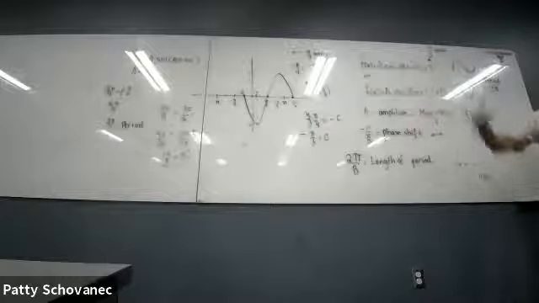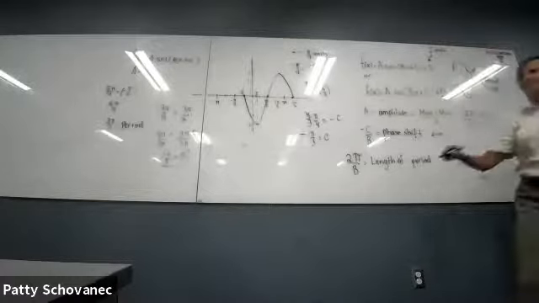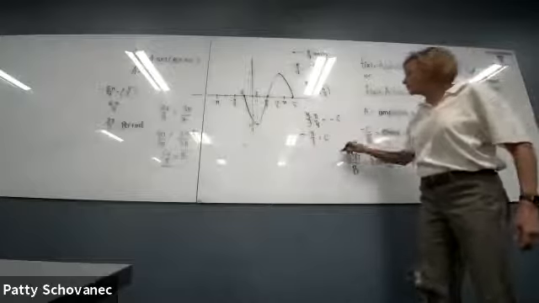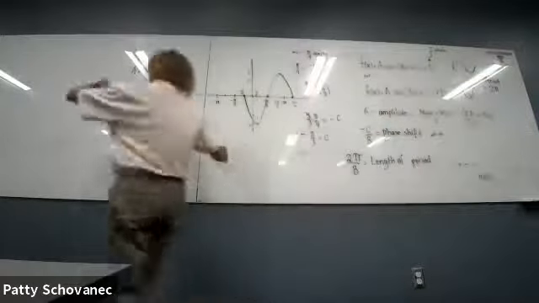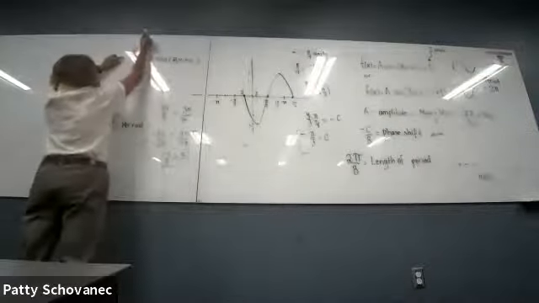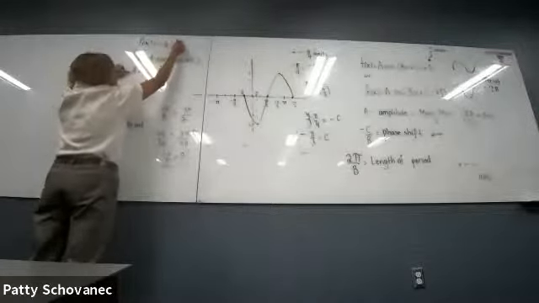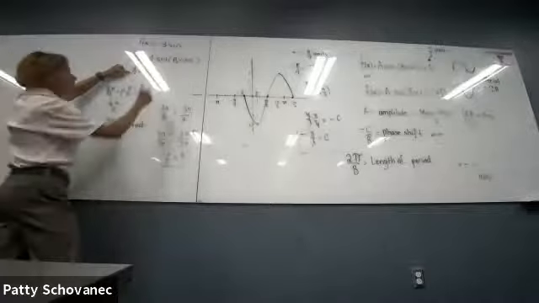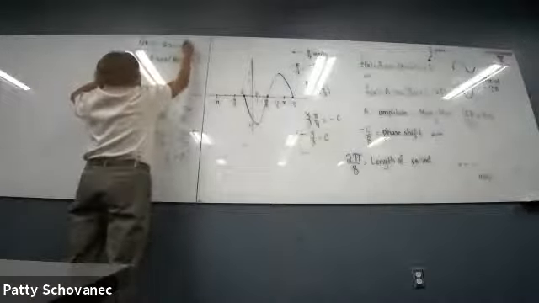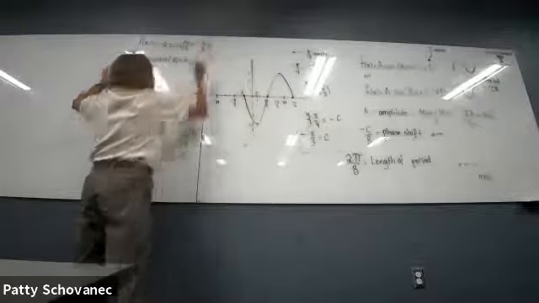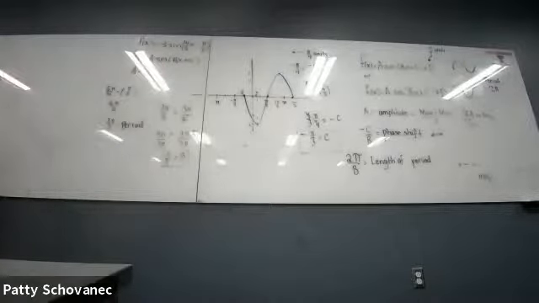It hasn't been shifted up or down, so D is going to be 0. So let's put our numbers into our equation. I've got the A, B, and C. So we have that f of x is equal to -3 sine of 4/3 x plus pi/3. Okay. You like that one better?